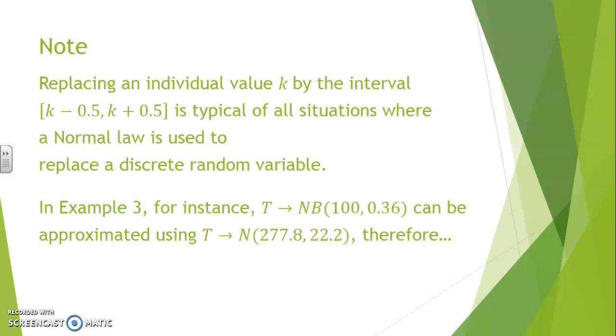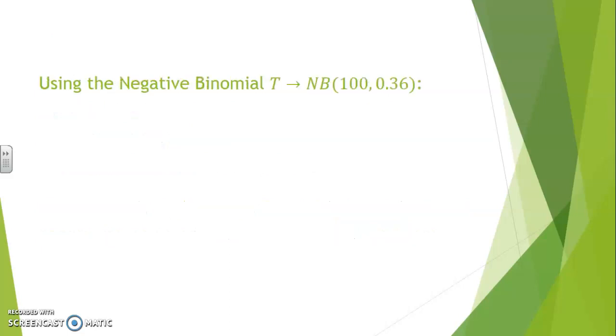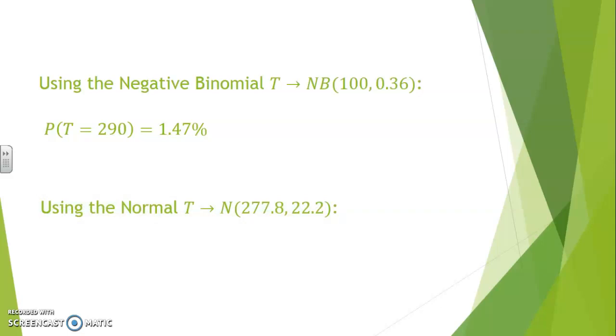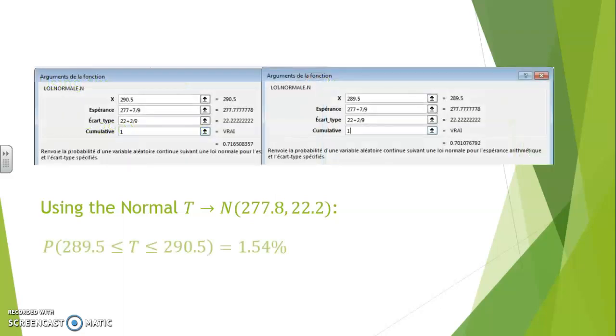In example number 3, for instance, we could have replaced the negative binomial with 100 successes to achieve by a normal law because the negative binomial consisted of 100 identical geometric experiments. If we were to use the negative binomial to calculate, for instance, the probability of having 290 trials before getting the 100th success, 1.47% would be the answer. If we use the normal law with the parameters that are the expected value and standard deviation of the negative binomial's distribution, we would observe the exact same conclusion.